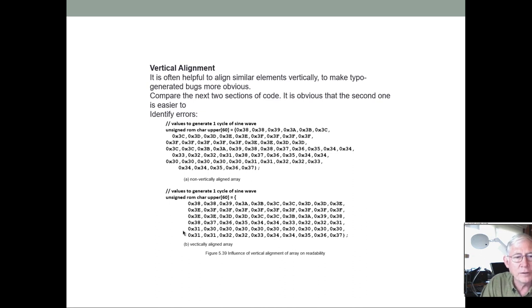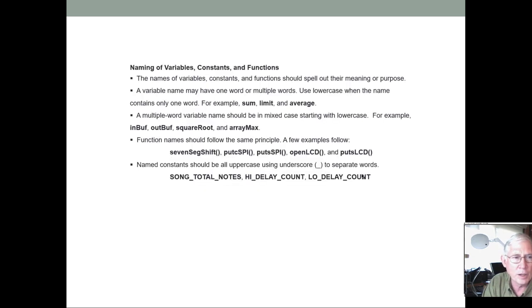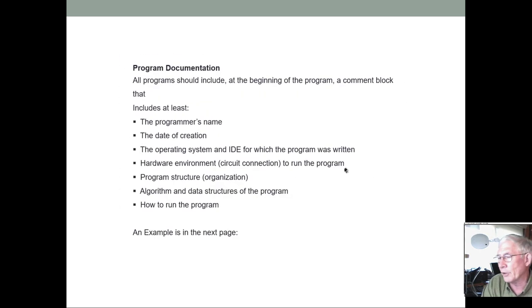So lining these things up makes a big difference. Here, you've done the same thing, but you can't just glance at it and see it's cool. And if you somehow got in here and typed a random character and messed this up, you wouldn't know it in this format, but in this format you could see it immediately. So this vertical alignment's really important when you define arrays or sections of code that can be lined up. So we'll come back and talk about some other style features later.